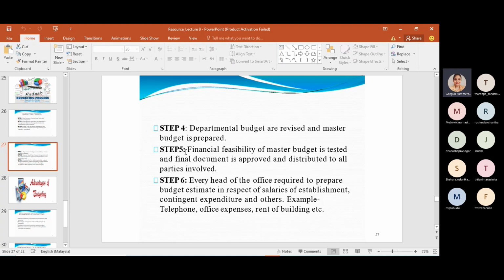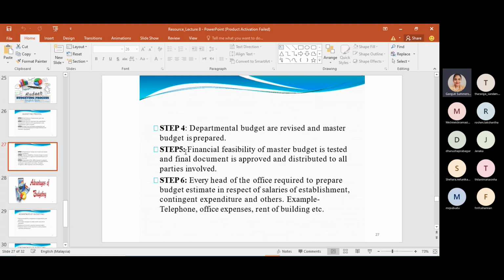Okay, and once you do these changes, the final document should be approved and distributed to all parties involved. Once you get the approval for your master budget, you need to distribute it to all the departments of the company. So it should be distributed to all parties involved. And that is what happens in step 5.